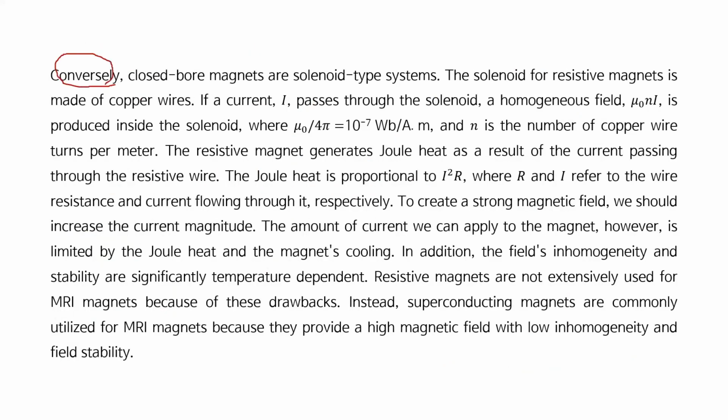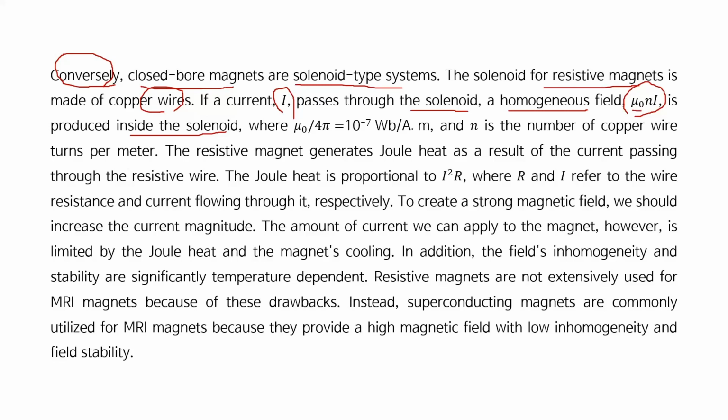Conversely, closed bore magnets are solenoid type systems. The solenoid for a resistive magnet is made of copper wires. If a current I passes through the solenoid, a homogeneous field mu0 N I is produced inside the solenoid, where mu0 over 4 pi equals 10 to the minus 7 weber per ampere meter, and N is the number of copper wire turns per meter.